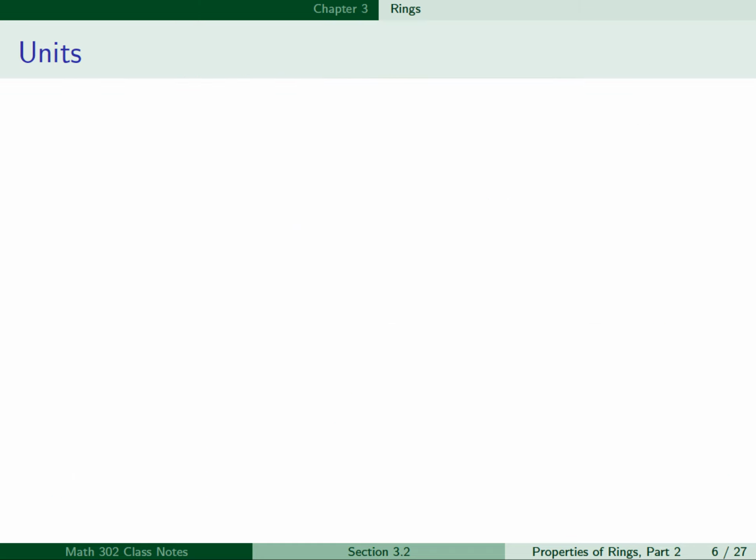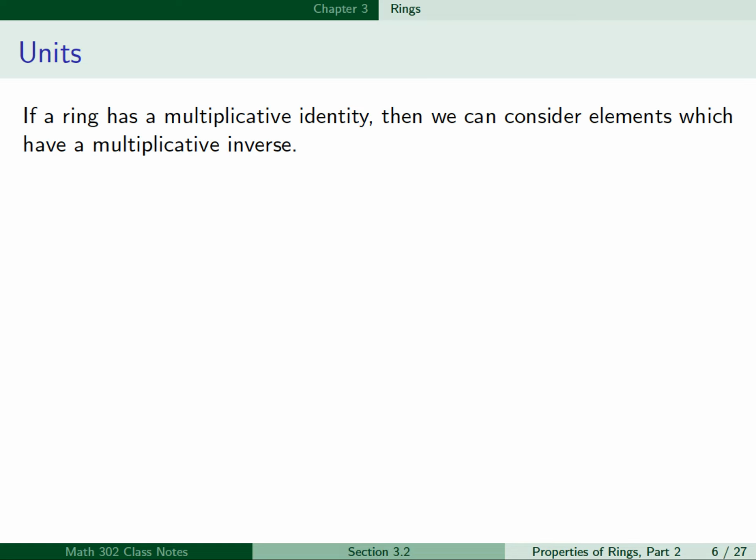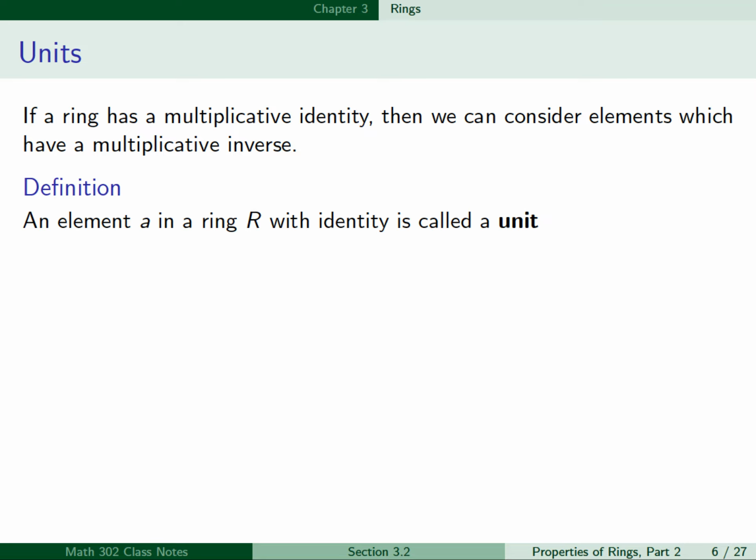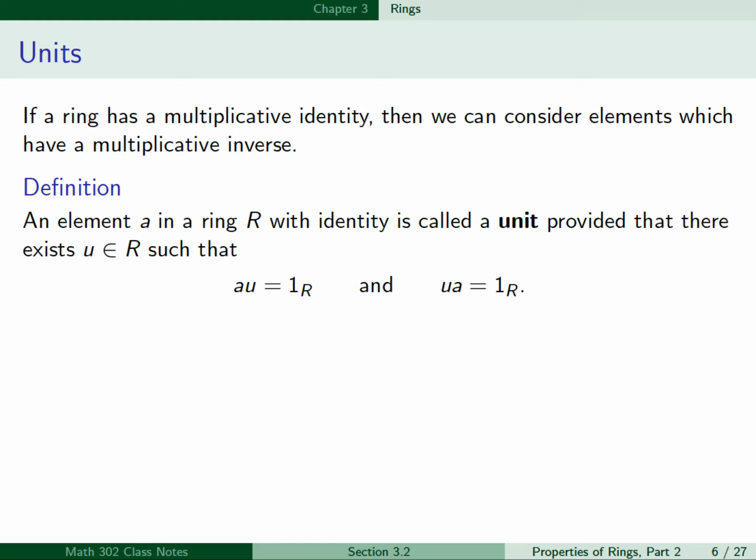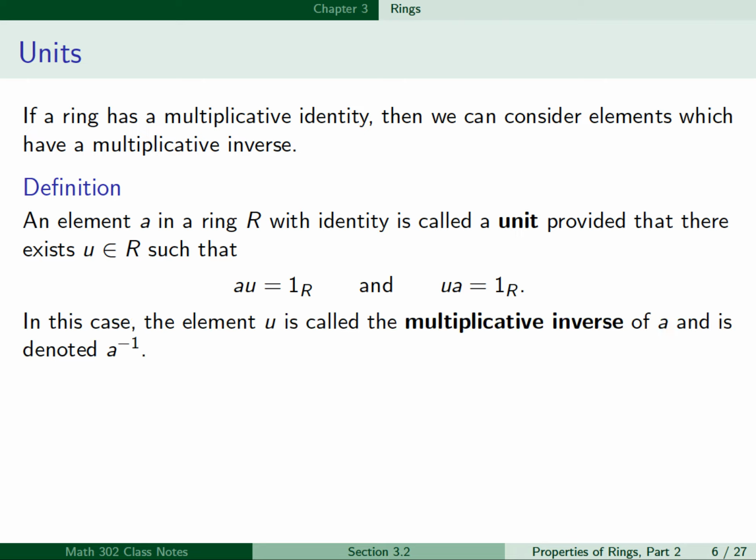Next, we want to discuss units. So if a ring has a multiplicative identity, then we can consider elements which have a multiplicative inverse. And so here's our official definition. An element A in a ring R with identity is called a unit, provided that there exists an element U in R such that A times U is equal to 1 sub R, and U times A is equal to 1 sub R. So in this case, the element U is called the multiplicative inverse of A, and is denoted with our standard notation for multiplicative inverses, A with a -1 superscript.